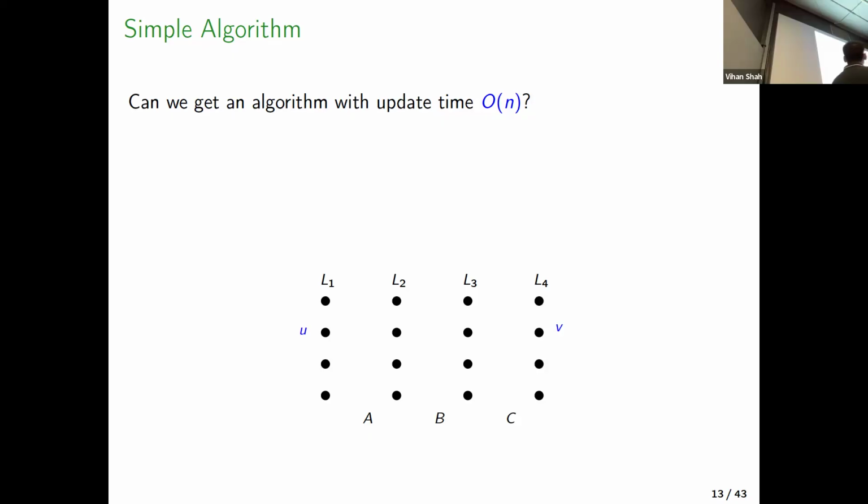So question 1, can we get an algorithm with update time order n? Right? So the question is, I'm going to give you U and I'm going to give you V. And I'm asking you the number of 3 paths between U and V, and you have to answer according to order n time. Right? And you're allowed to store some data structures if you want to answer this very quickly. So does anyone see how to do it in order n time? I'll give you a minute to think.